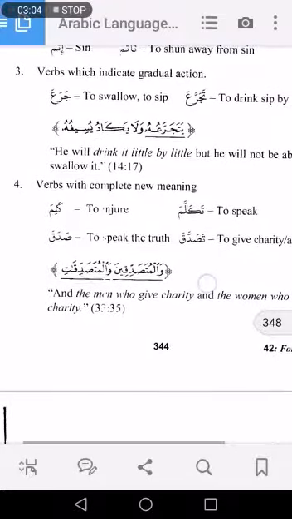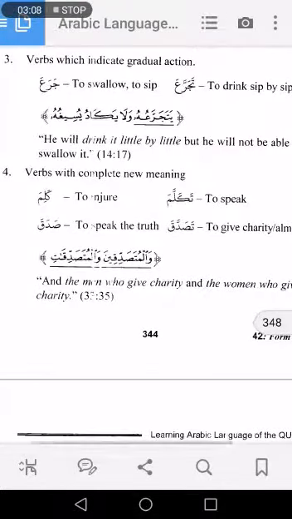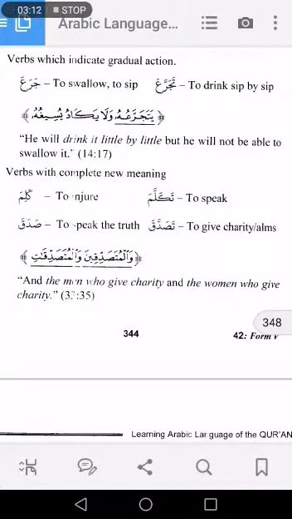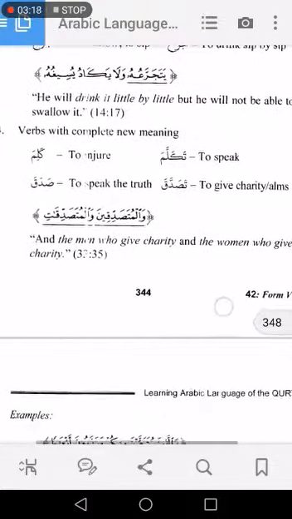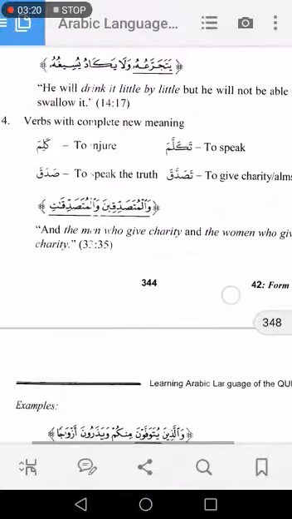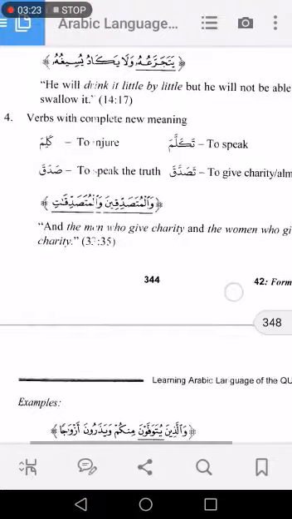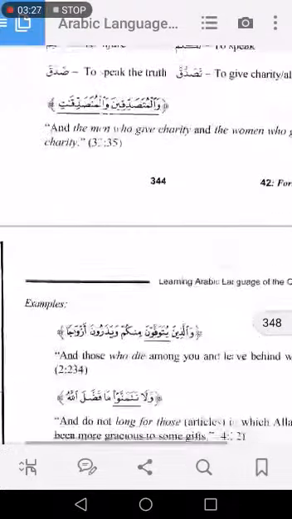Sometimes you have completely new meaning, like kalima is to injure, whereas takallama means to speak. Sadaqa is to speak the truth. Tasaddaqa is to give charity or to give alms. You have this in Surah 33, ayah number 35. وَالْمُتَصَدِّقِينَ وَالْمُتَصَدِّقَاتِ. And the men who give charity and the women who give charity.